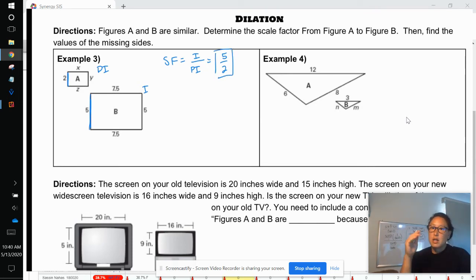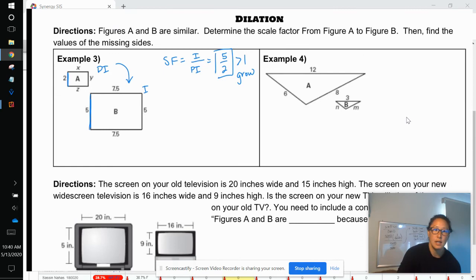Does that mean our shape is going to grow, shrink, or stay the same? Remember, this is 2.5. That's greater than 1, so we're going to grow. So from the pre-image to the image, did it grow? Yeah, I would say so. All right, now what is the side length y?